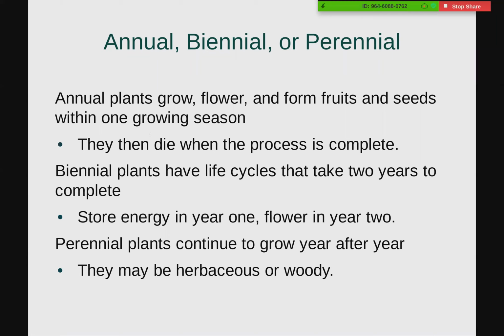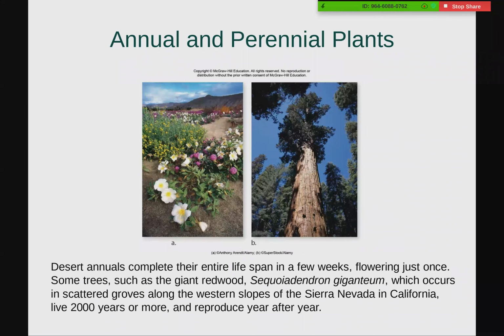Annual plants grow, flower, and form fruits and seeds within a single growing season. Then they die when the process is complete. So if you want a plant that comes back every year, you don't want an annual. Biennial plants have life cycles that take 2 years to complete, and they store energy for 1 year, and then they flower in the second year. And then we have the perennial plants, which continuously grow year after year after year, which can either be herbaceous, so you can think of things like a rose bush, or woody, such as an oak tree. And we can just see examples here. We have desert annuals here, and then we have perennials here of our redwood trees. So just as a note.